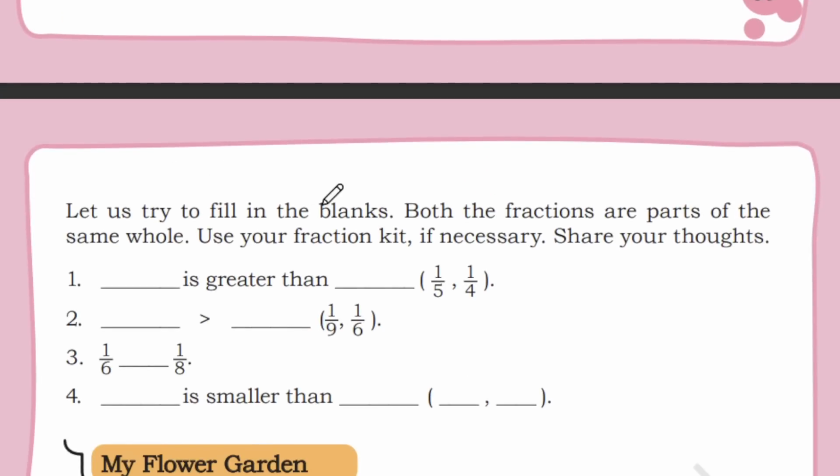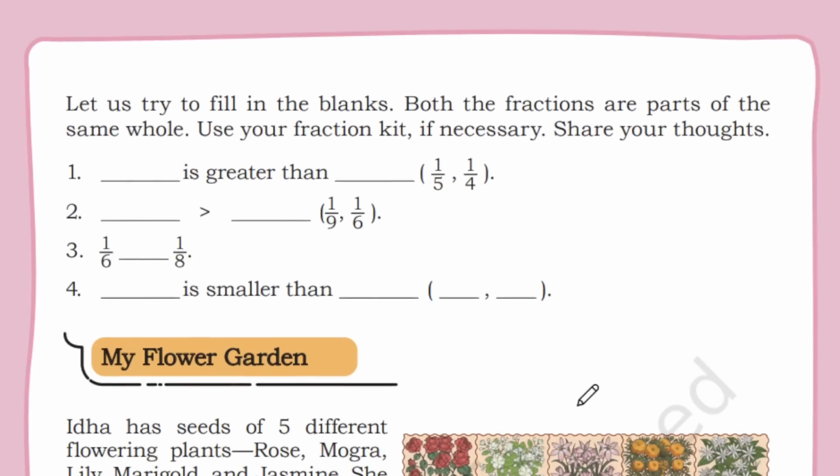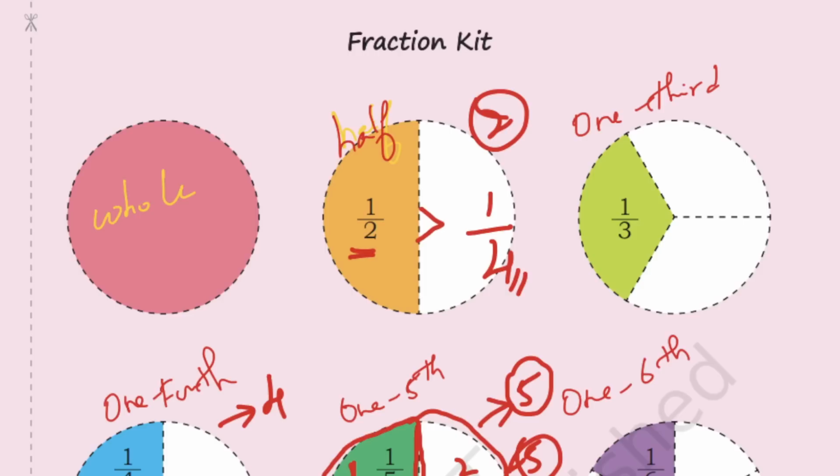Let us try to fill in the blanks, where both fractions are parts of the same whole. Use the fraction kit if necessary and share your thoughts. Okay. Next, dash is greater than dash. Okay, so 1 by 5 or 1 by 4. So we'll go to the fraction kit. We already know the part which is lesser share will be greater in number.